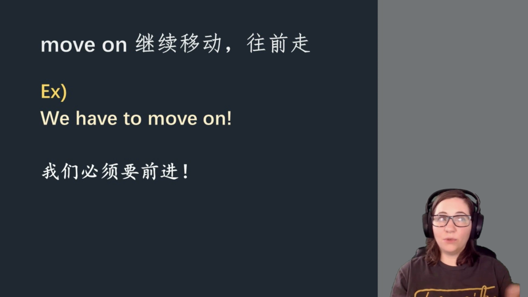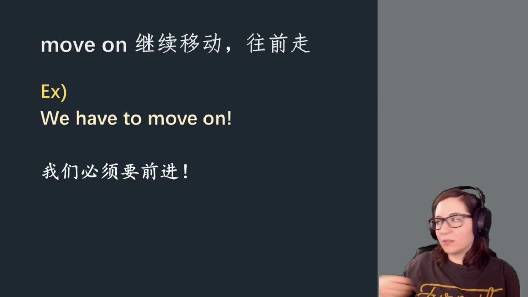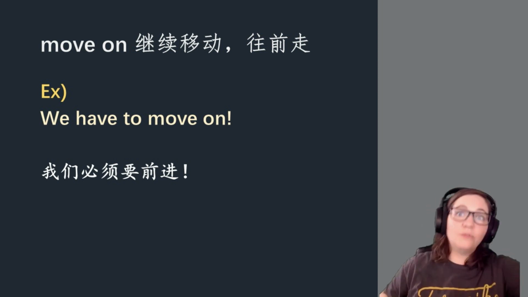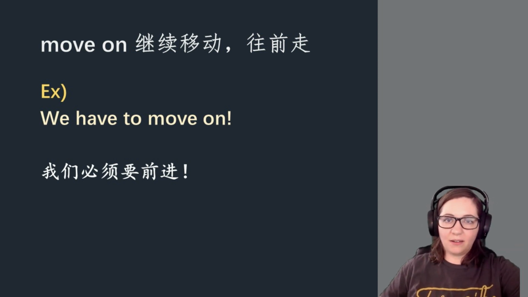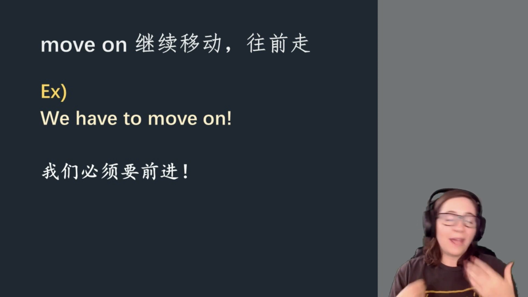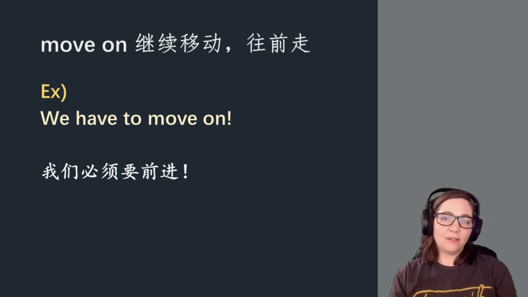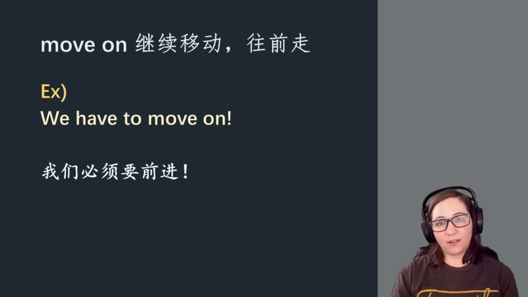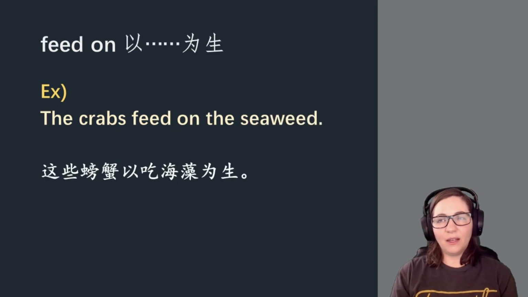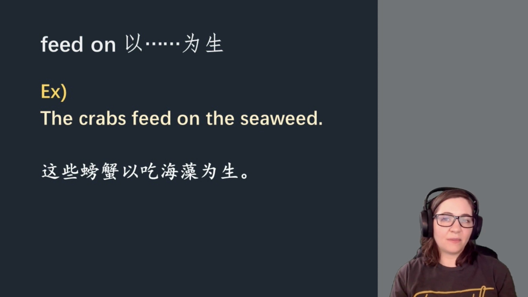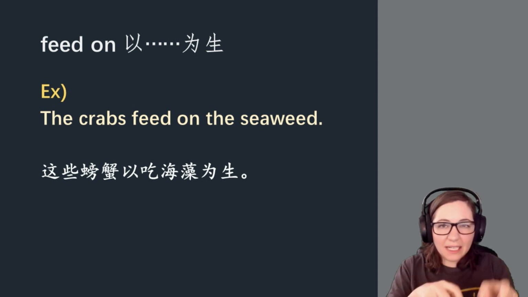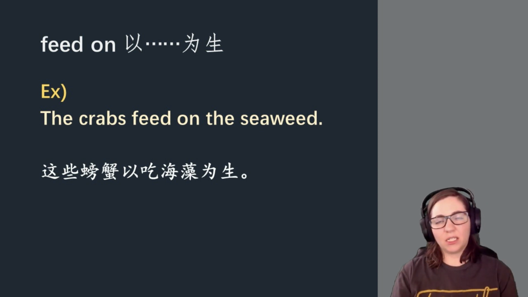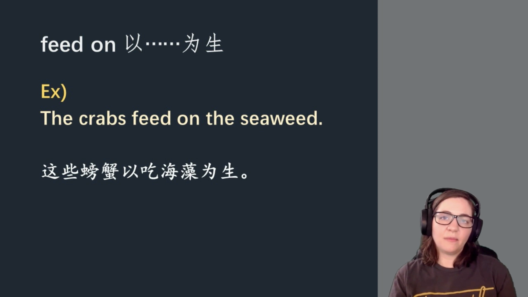The next one is move on. Now this also can mean continue, but it means also to leave something behind. So you're moving on, going on to the next thing. So we have to move on. The next one is feed on. Feed on means to eat or devour something. So the crabs feed on seaweed.